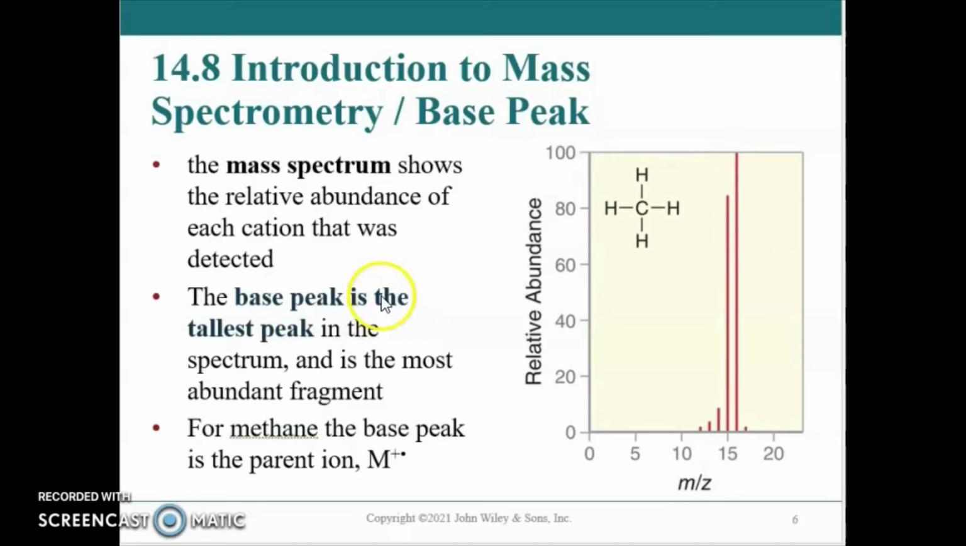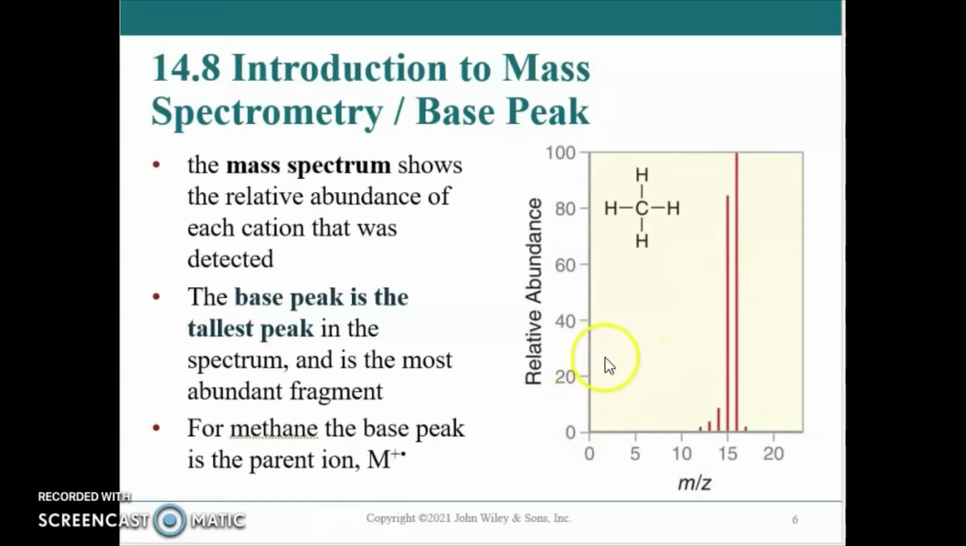It's more common that a mass below the molecular ion is the base peak, that some fragment is more abundant than the radical cation unfragmented. In the case of methane, the base peak is the parent ion. So that's at a molecular weight nominally of 16. That's carbon, which is 12, plus 4 for the protons gives us 16. So in this example, the base peak is the molecular ion.